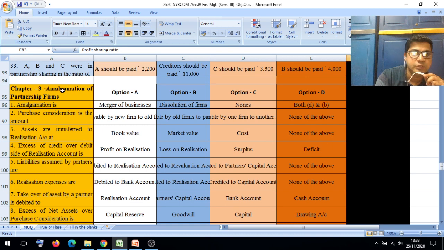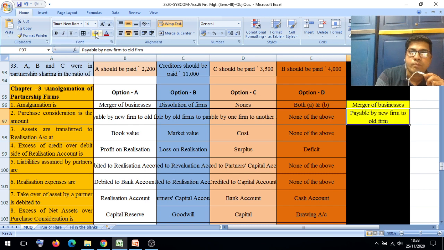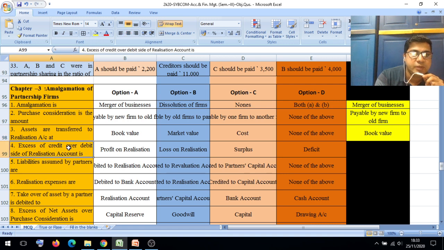Now next we have to consider amalgamation of the partnership firm. Amalgamation is a merger of the business. Purchase consideration is the amount payable by the new firm to the old firm. Assets are transferred to realization account at book value. Excess of credit over debit side of realization account is profit on realization.